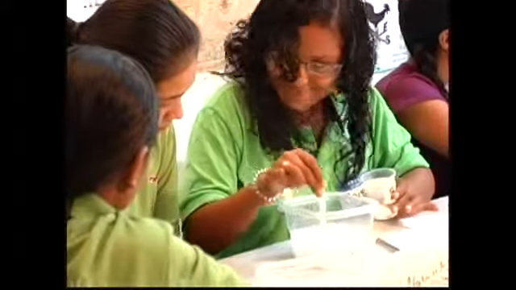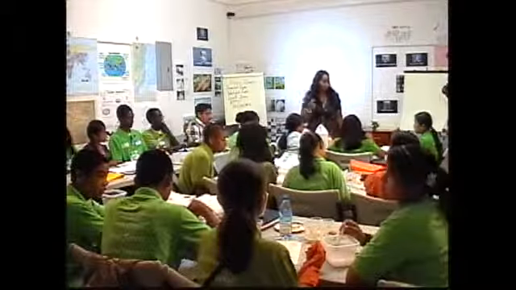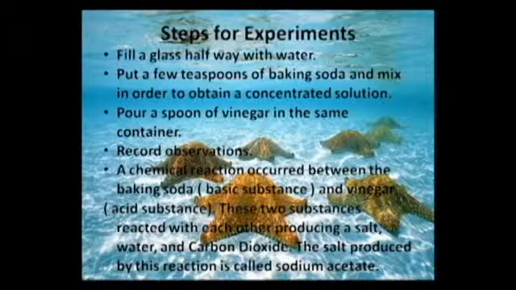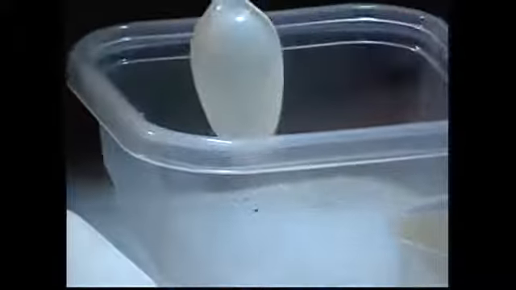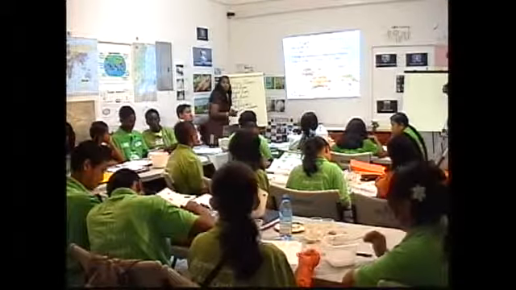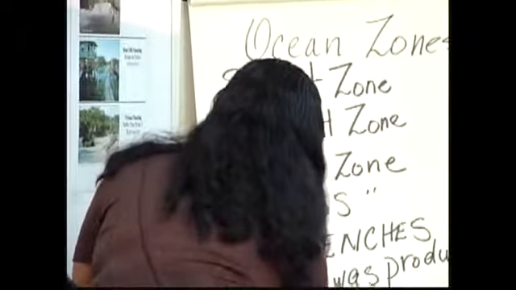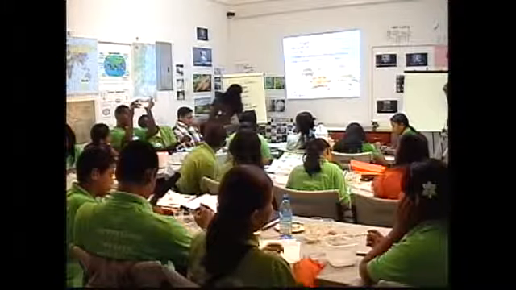After mixing the baking powder and the vinegar, what were you able to observe? Let me see by the raising of hands. Elson? There was foam on the surface of the water. Foam was produced, that is correct. Edwin? You could see how the baking powder began to disperse across the water. That is a very good observation. So the baking powder dispersed.